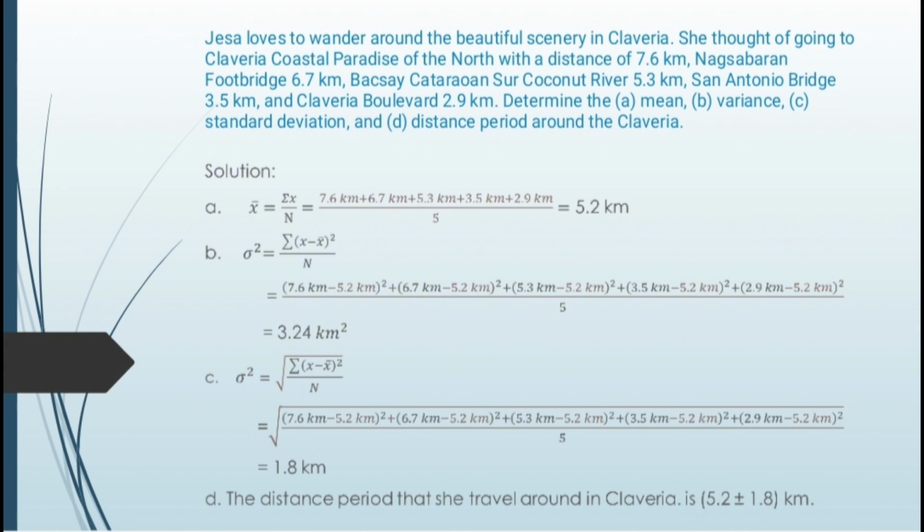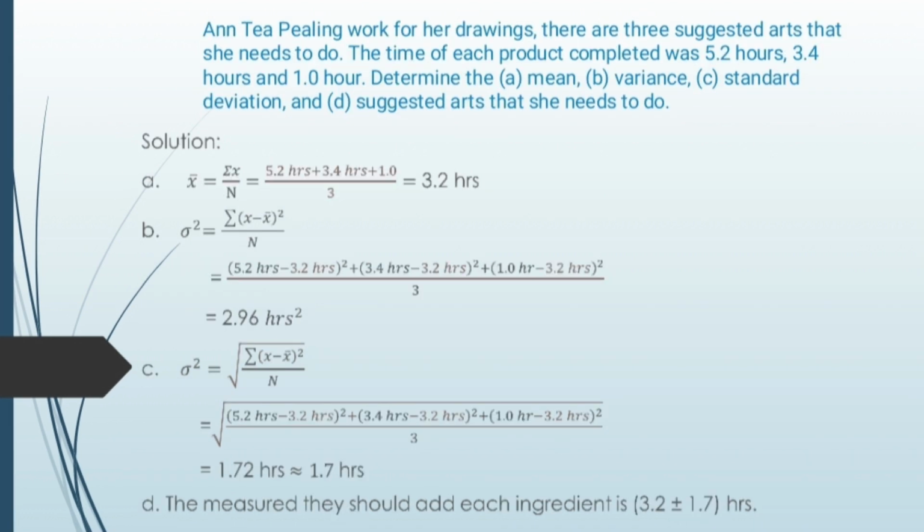So the distance period that she traveled around in Claveria is 5.2 positive negative 1.8 km. Pare-pareho lang din ang mga ito kaya sa susunod na tayo dumako.